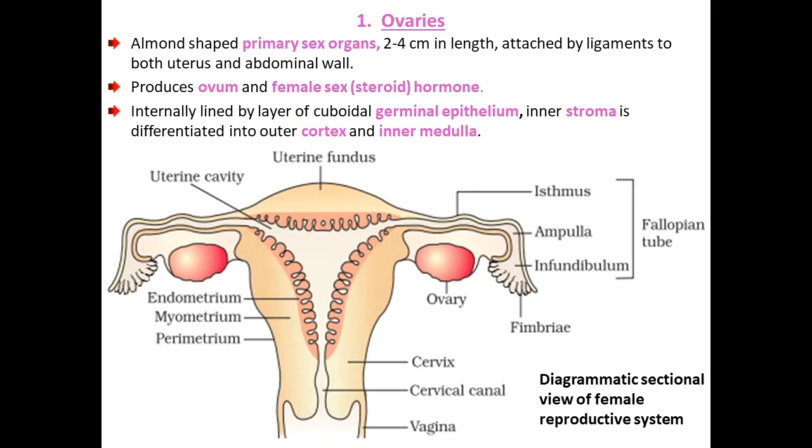And internally, the epithelium encloses the matrix. That inner matrix is called the stroma. That stroma is differentiated into an outer cortex and an inner medulla. Is it okay? Repeating. But we are going to take up this structure in detail in the next part, oogenesis.